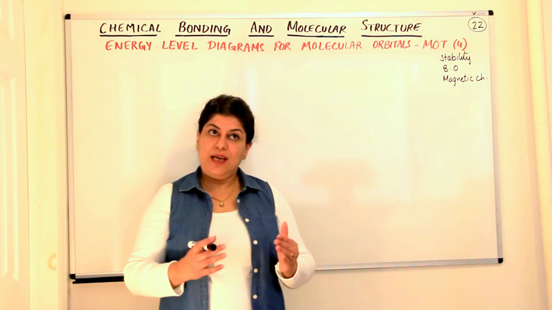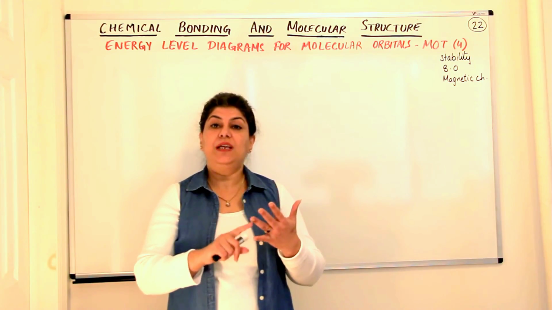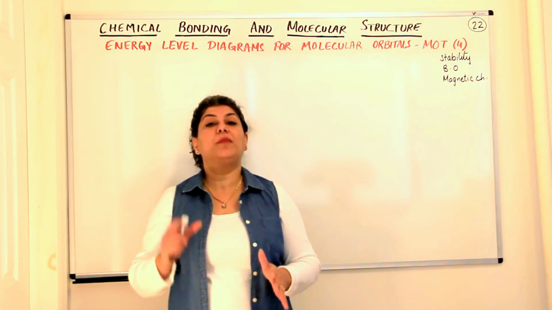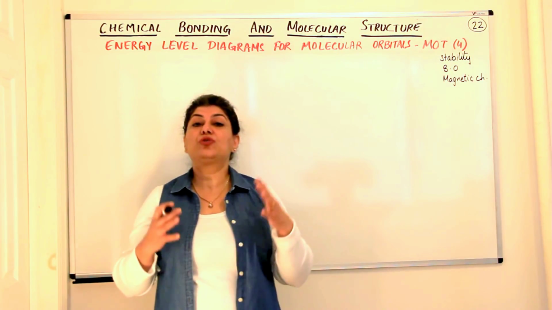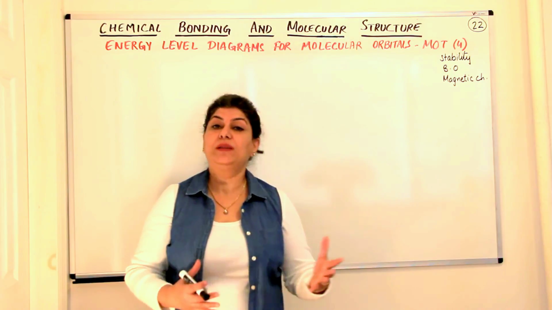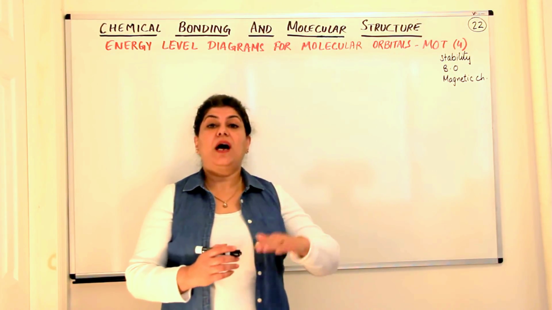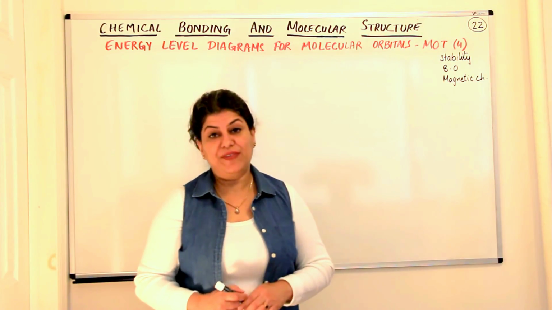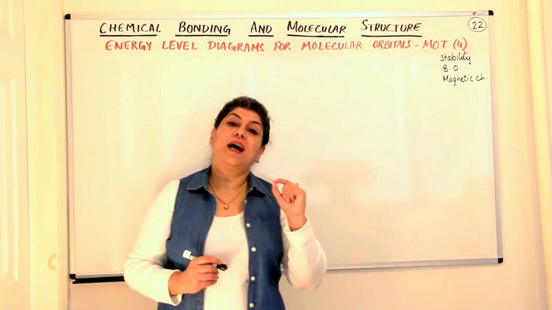So we'll take molecules like the first 10 elements: hydrogen, helium, lithium, beryllium, boron, carbon, nitrogen, oxygen, fluorine and neon. We are going to do diatomic molecules of all these 10 and understand the electronic configuration and how the energy levels are filled up. So let us begin. The first element is hydrogen.